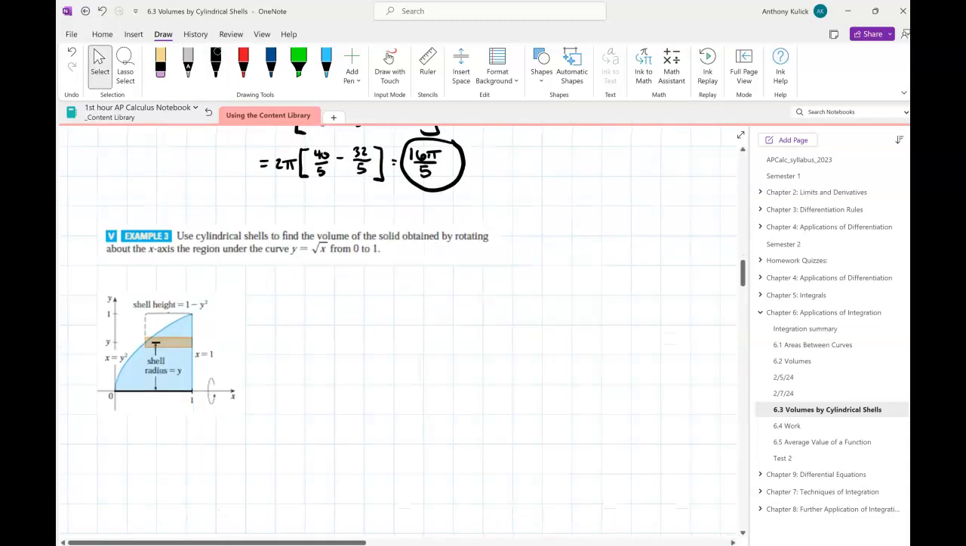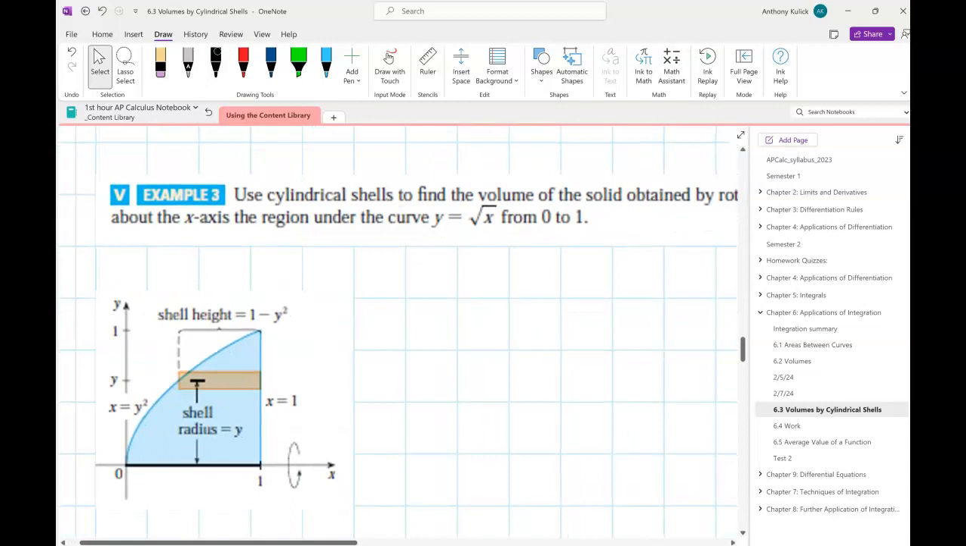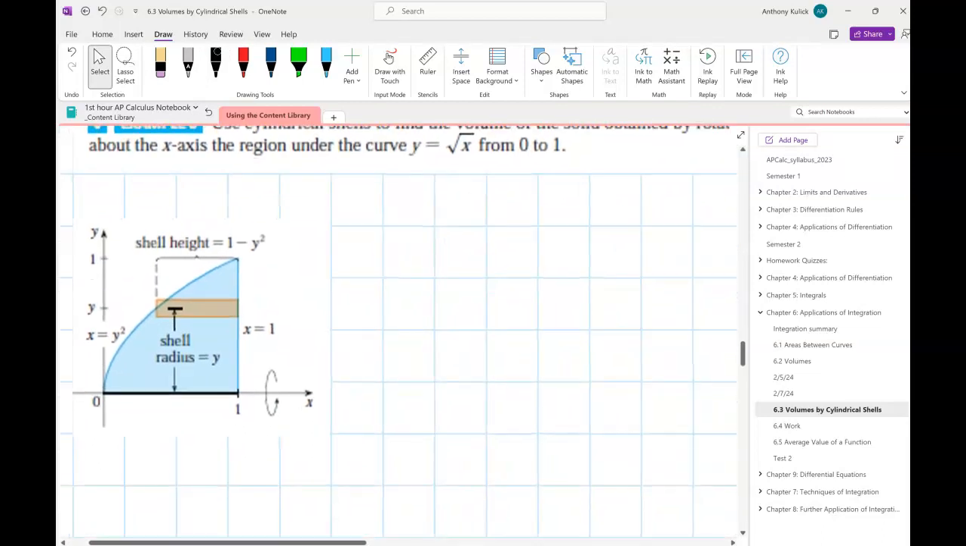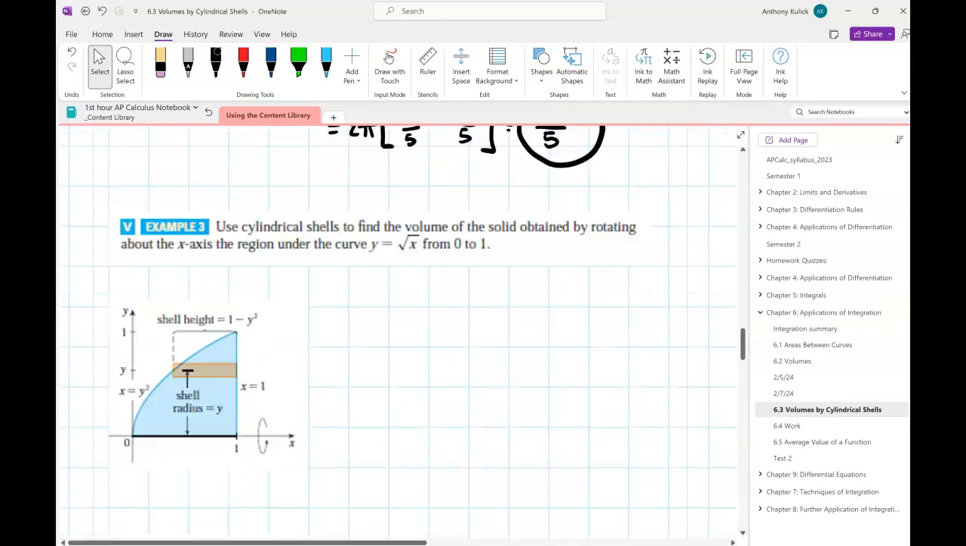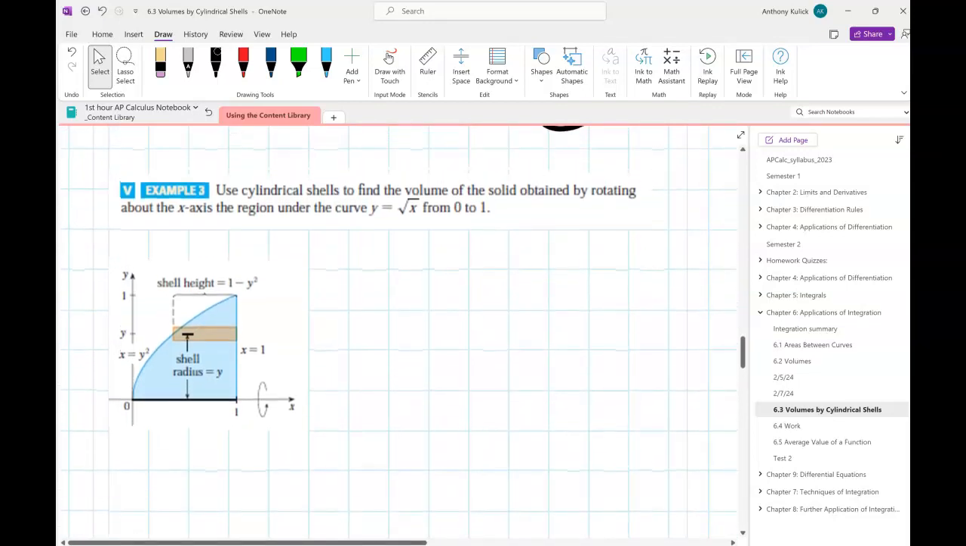So let's do another. Notice here this problem is a little different because we're rotating about the x-axis now instead of the y.